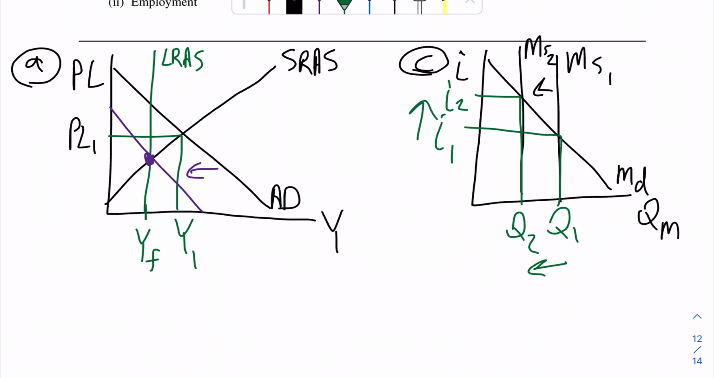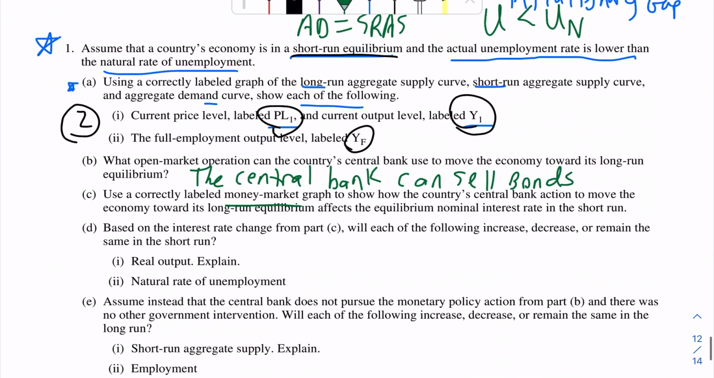Notice that I'm drawing arrows about what's actually happening. That is something I highly recommend, drawing the arrows, because you will get a point for showing what happens to the interest rate. So there we go.